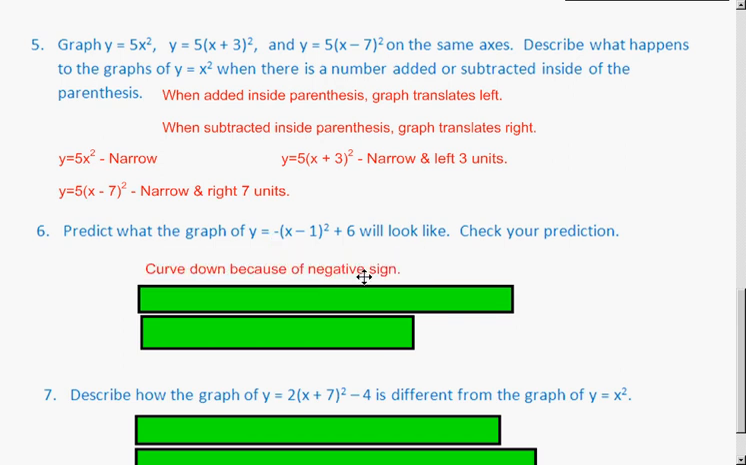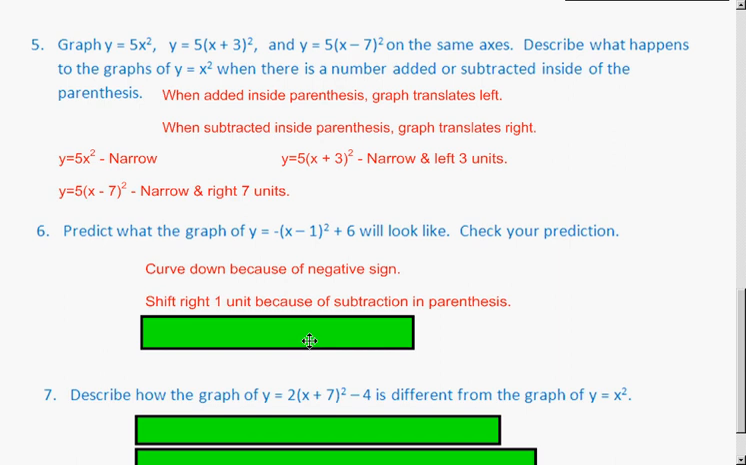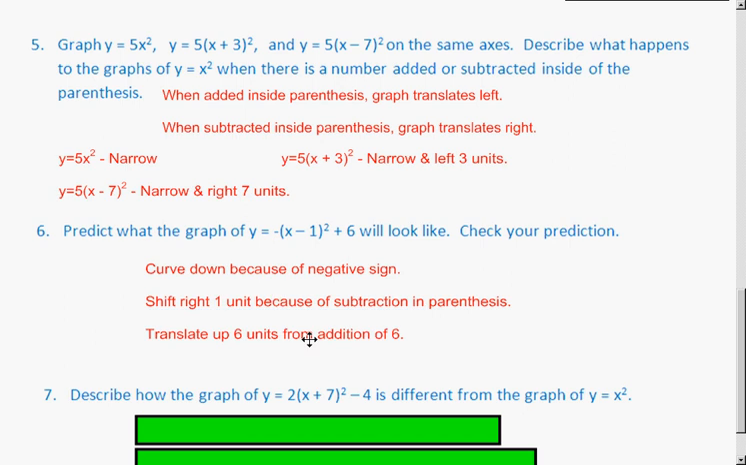So again, curves down because of the negative sign, shifted right 1 unit because of the subtraction inside the parentheses, and it translated up 6 units from the addition of 6.